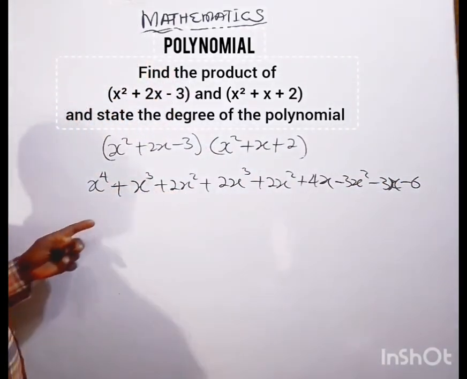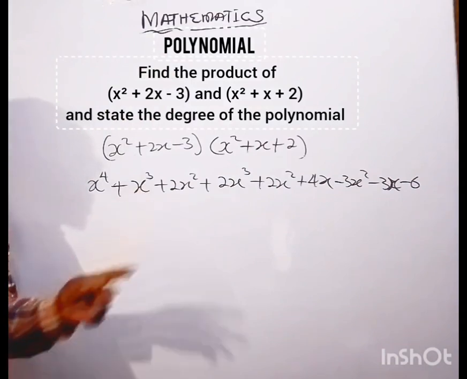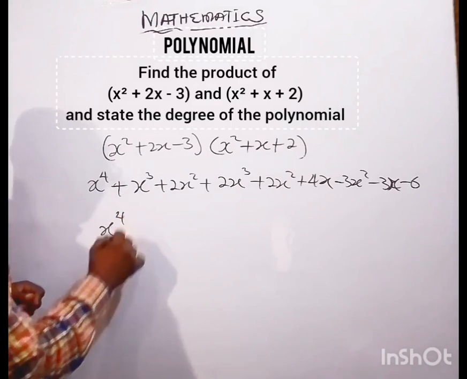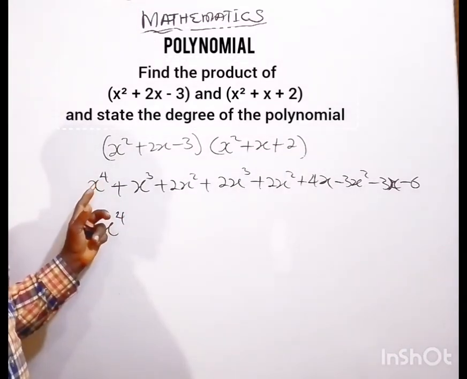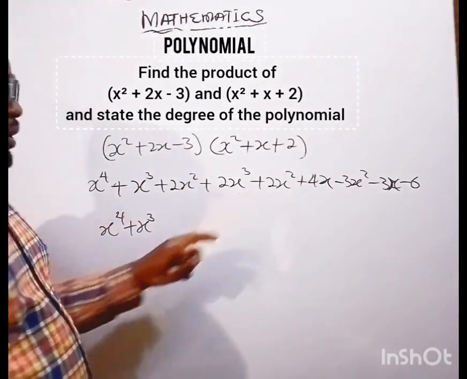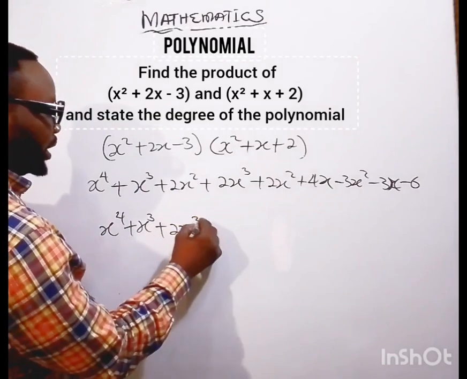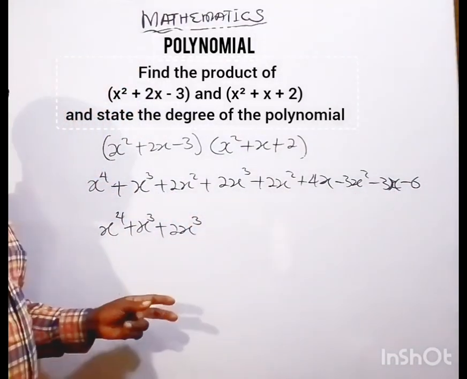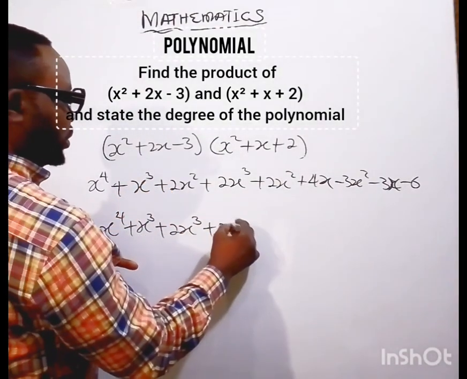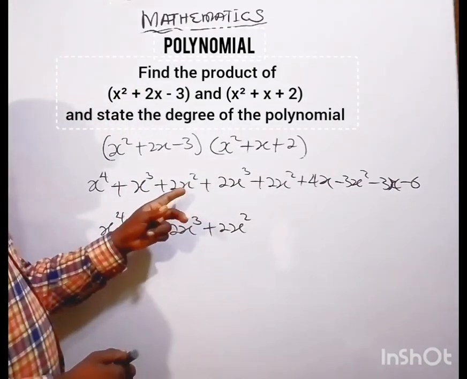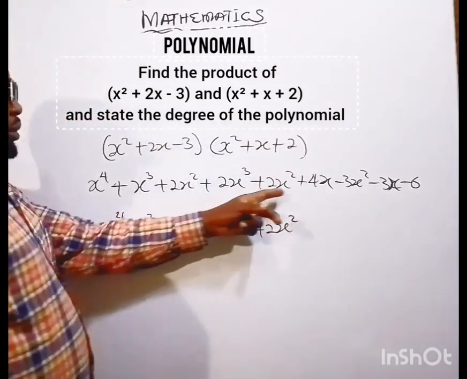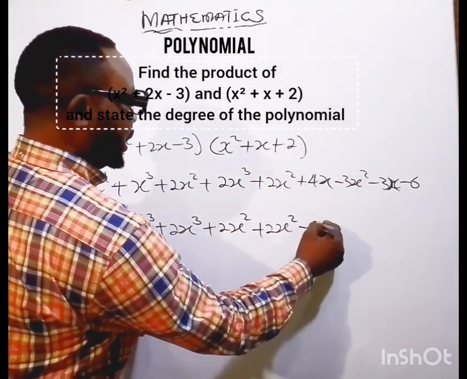So the next thing I'll do here is to collect the like terms. Those terms that look alike, I bring them together. Now, I have x raised to the power of 4. That is the only term for x raised to the power of 4. Then we have plus x raised to the power of 3. Which other term has x raised to the power of 3? That's plus 2x raised to the power of 3. Any other term for x raised to the power of 3? No other term. Then the next one is plus 2x raised to the power of 2, this is the first term here. The second term, plus 2x raised to the power of 2 again. Then we also have minus 3x raised to the power of 2.